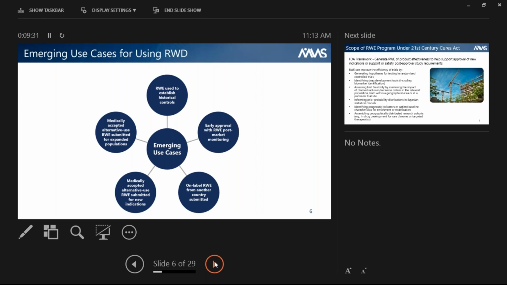Moving over to the 7 o'clock position in the chart here, electronic medical records can contain rich data on drugs being used off-label for medically accepted alternative uses, for instance, based on recommendations and clinical guidelines developed by physicians. To date, this data has been included in a handful of successful regulatory submissions.